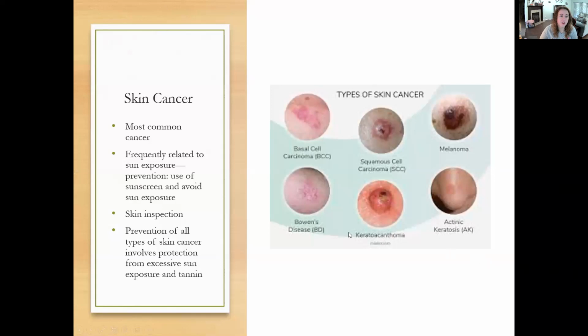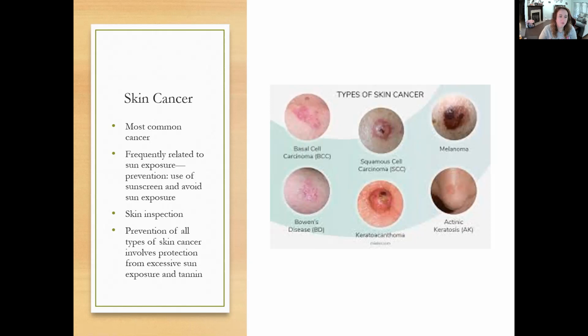Skin cancer. This is the most common type of cancer. I know we've talked about cancers throughout every chapter. When we're breaking things down into body processes, there can be cancer with any body process. So we're going to talk briefly about skin cancer. Again, it's the most common kind of cancer. It's frequently related to sun exposure. I want you guys to look over in your book at those prevention strategies for skin cancer. We want to use sunscreen and avoid prolonged sun exposure.